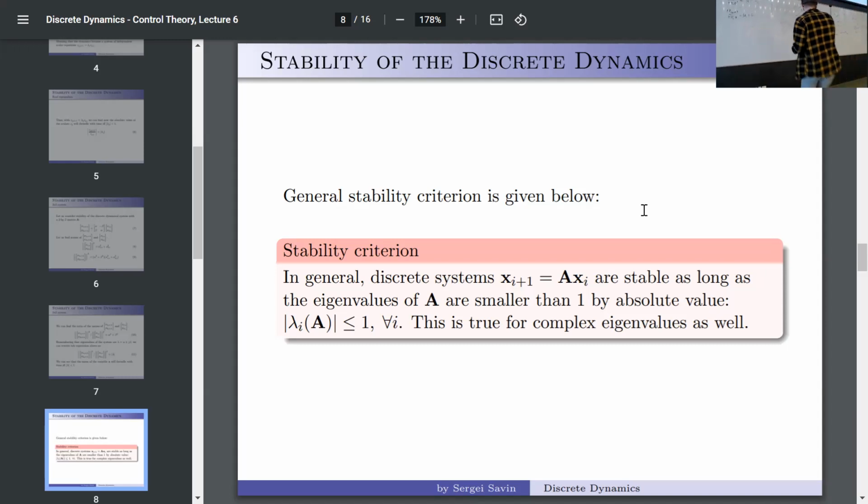Okay. Now for discrete time. For discrete time, we'll draw the same diagram here. Real, imaginary. But now the stable part is actually a circle with a radius of 1. That is the stable part. At the boundary of the circle are marginally stable systems.